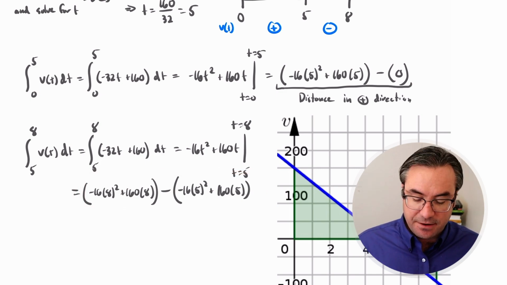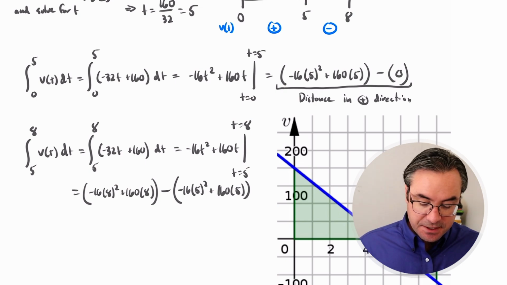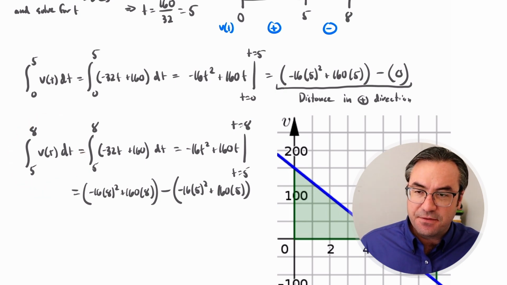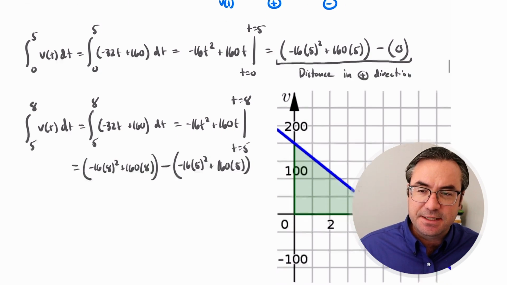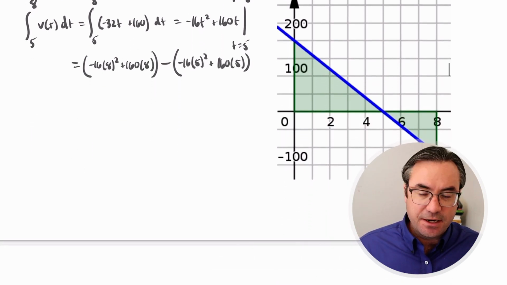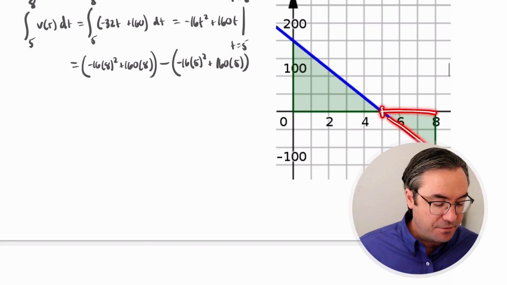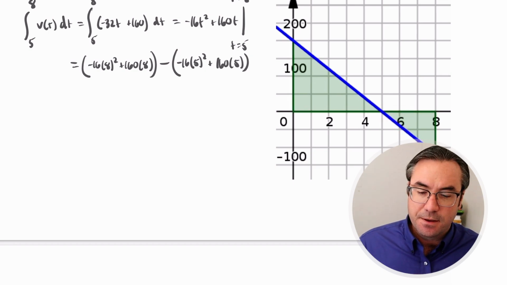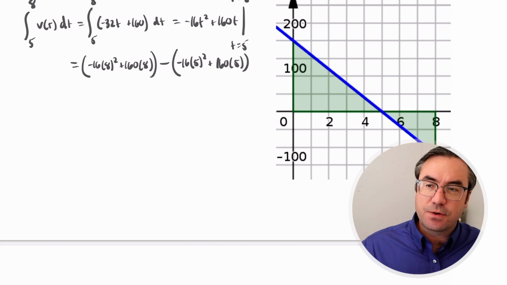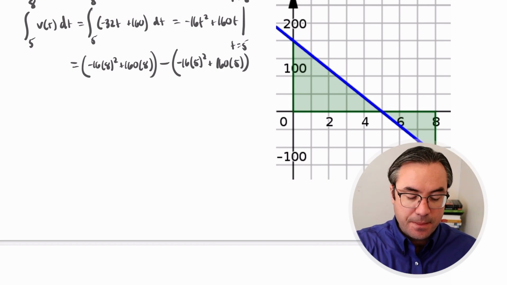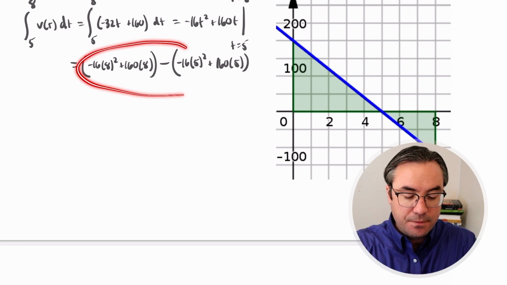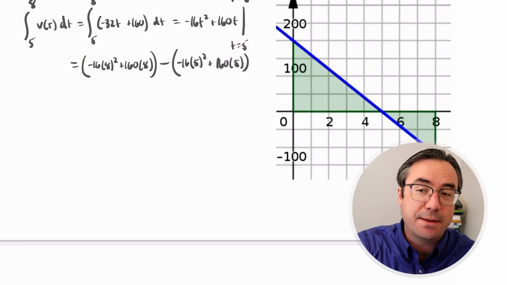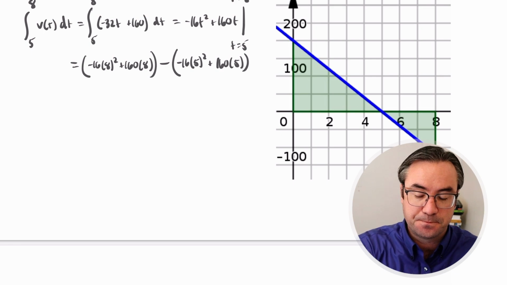Now, the second value, if we were to simplify this down, is going to be a negative value. And why is it negative? Well, because we integrated our velocity function. We haven't made any changes yet. And on this interval, going from 5 to 8, our velocity was negative. So to get the distance traveled in the negative direction, we're going to have to negate this. We're going to have to take the absolute value of this.